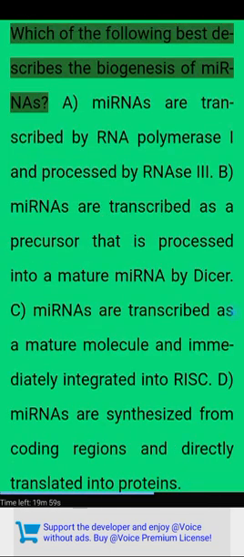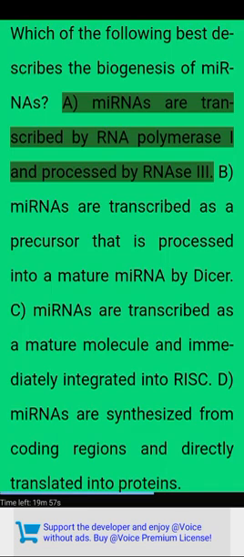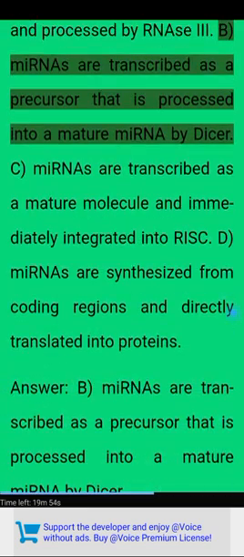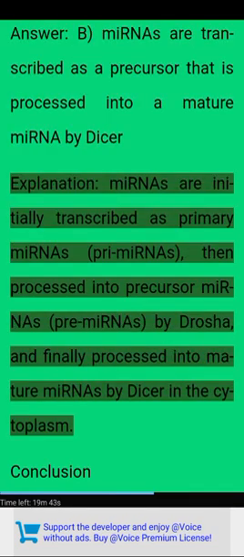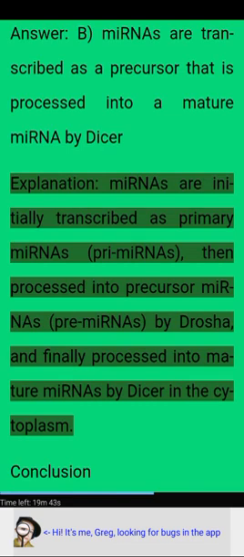Which of the following best describes the biogenesis of mRNAs? A. mRNAs are transcribed by RNA polymerase I and processed by RNase 3. B. mRNAs are transcribed as a precursor that is processed. Answer. B. mRNAs are transcribed as a precursor that is processed into a mature mRNA by Dicer. Explanation. mRNAs are initially transcribed as primary mRNAs, pri-mRNAs, then processed into precursor mRNAs, pre-mRNAs, by Drosha, and finally processed into mature mRNAs by Dicer in the cytoplasm.